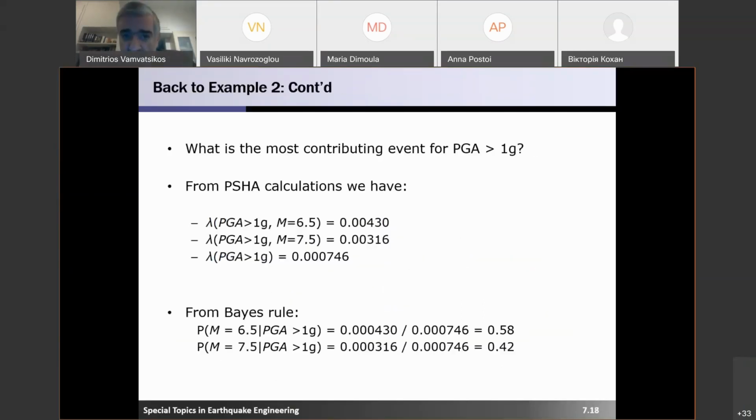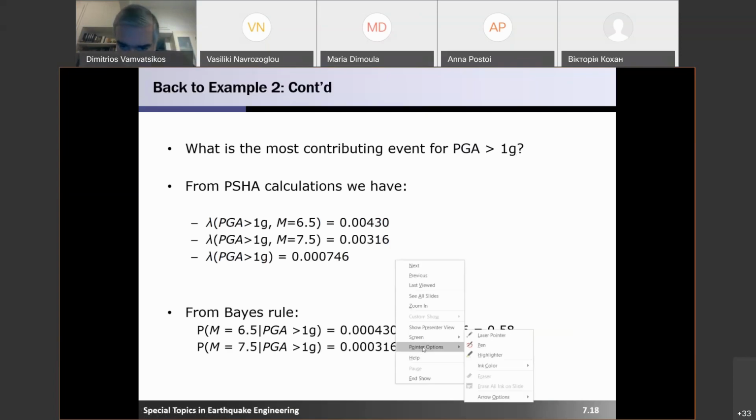What is the most contributing event for a PGA of 1G? Let's redo this Hall calculation again. Again, super easy. You go back to our Excel and you pick up those two numbers, 0.0043 and 0.00316. The sum of those is 0.0074. And then again, you divide this one by that one.